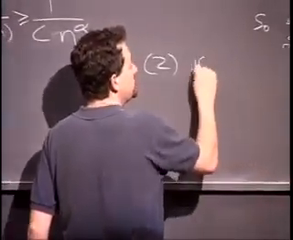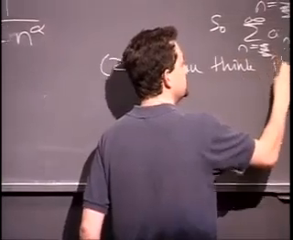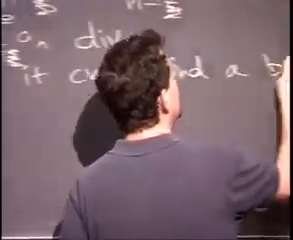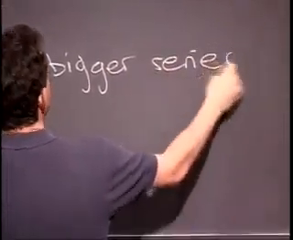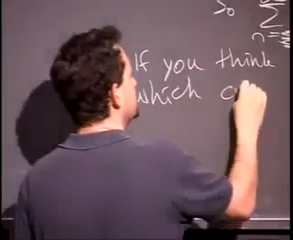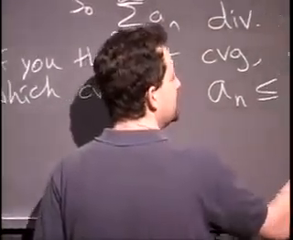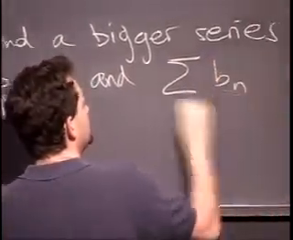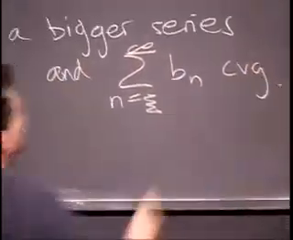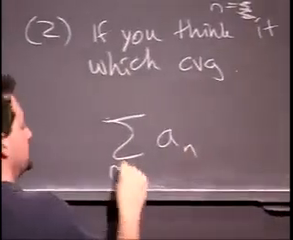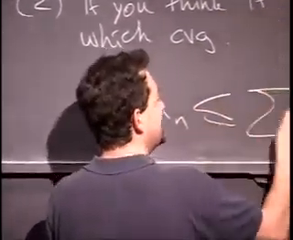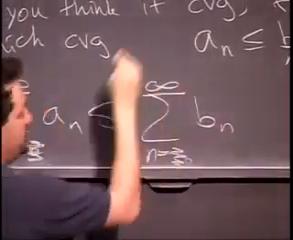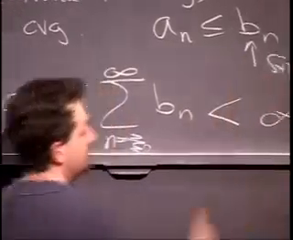To get the convergence, if you think it converges, find a bigger series, this time a bigger series which converges. So now we're trying to find a bn that's bigger. Find this, and you want the new series to converge. So then you have the sum of an from wherever to infinity is less than the sum of bn, which is presumed to be finite. Therefore, this converges after all, as you want.